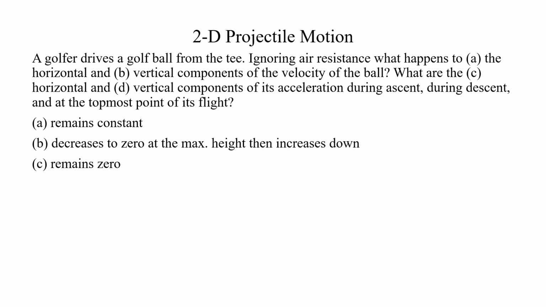Okay, now part C. What is the horizontal component of the acceleration? Well, we only have acceleration in y, so the horizontal component of the acceleration remains 0. And then finally, the last one, what about the vertical component of the acceleration? Well, that remains a constant 9.8 meters per second squared, pointing down. So that stays constant down. All right, so that's all the parts to this one.